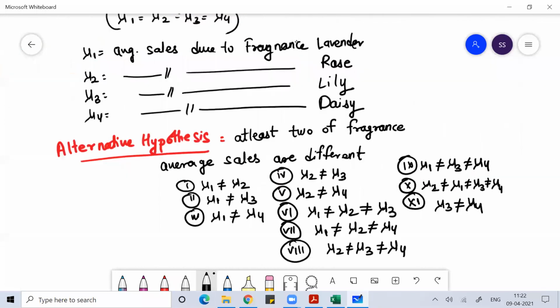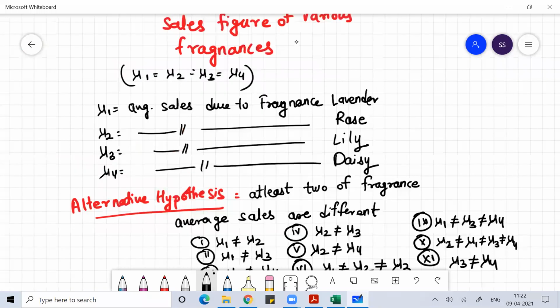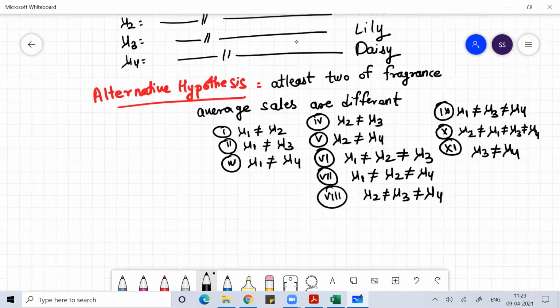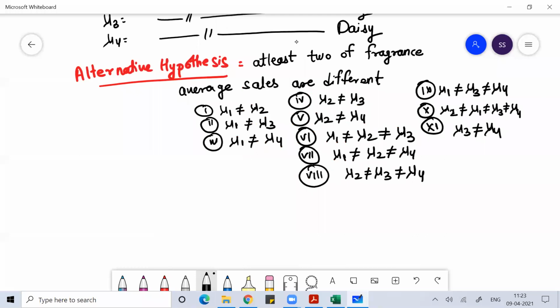We have no idea what is happening in the alternative hypothesis. In the null hypothesis, we believe there is no significant difference in the sales figure of the various fragrances. Means the average sales figure obtained by lavender is maybe equal to that obtained by lily, and it is maybe equal to that obtained by daisy and rose. But in the alternative hypothesis we say that they may or may not be equal.